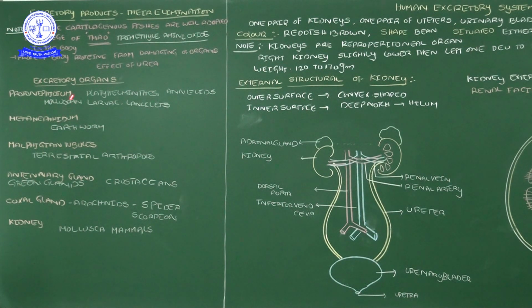Then come to the different organs in different individuals. First I will tell the different excretory organ names. One is protonephridia, second metanephridia, third Malpighian tubules, then antennary glands, coxal glands and kidney.